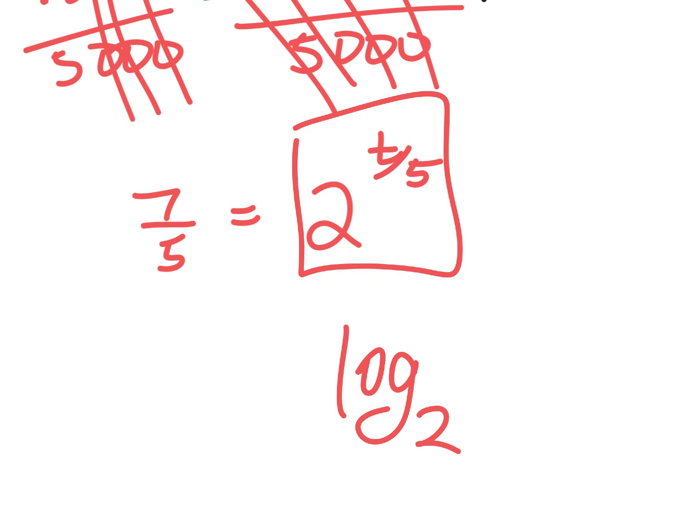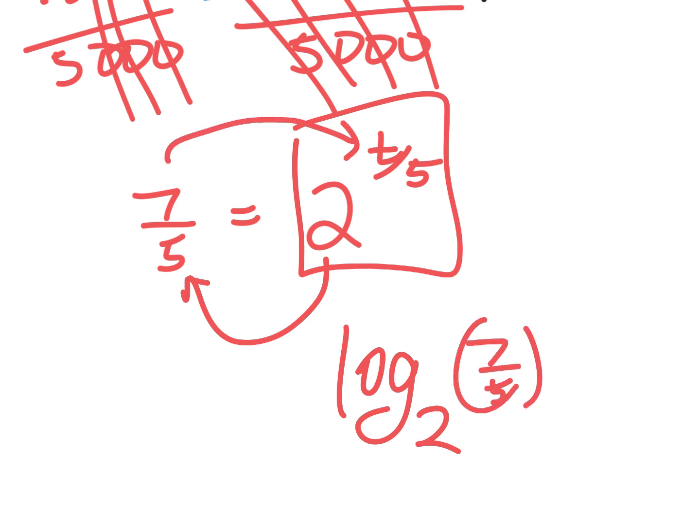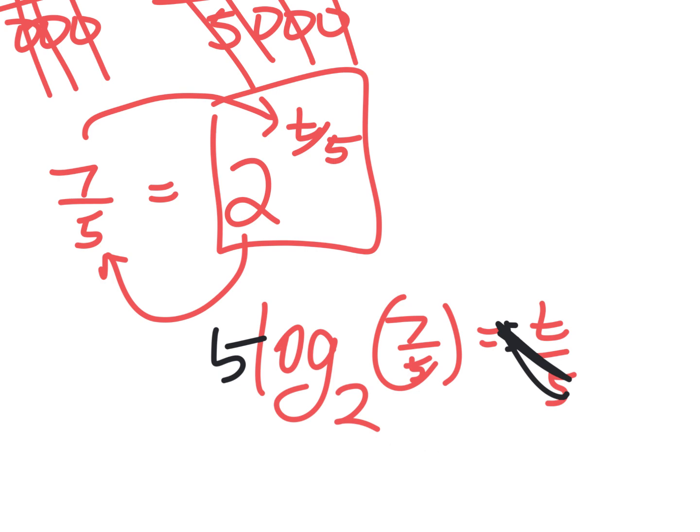So we're going to go log base 2 of 7 over 5 equals t over 5. And then that's almost solved for t. I'm going to times both sides by 5. Raise your hand if you followed that. You feel like you got that? Yes? Okay. So then I just figured out the time.